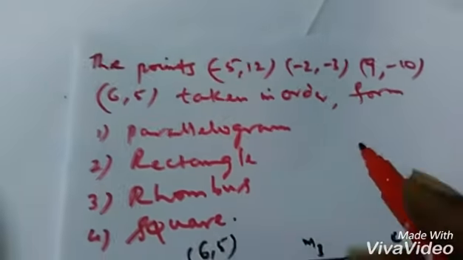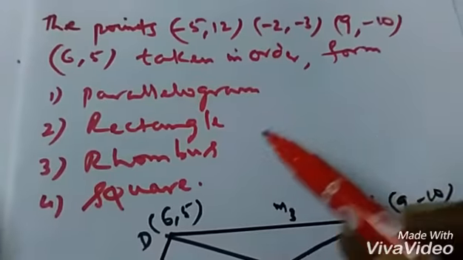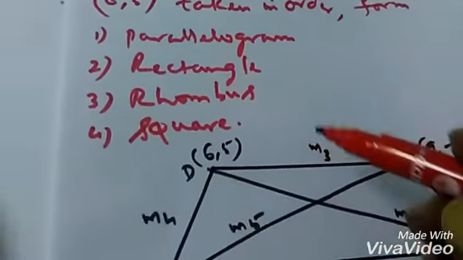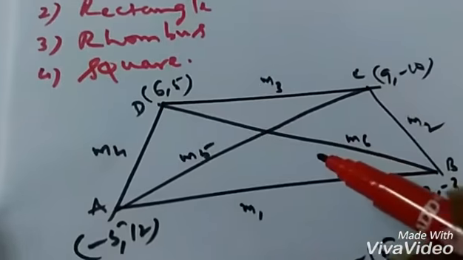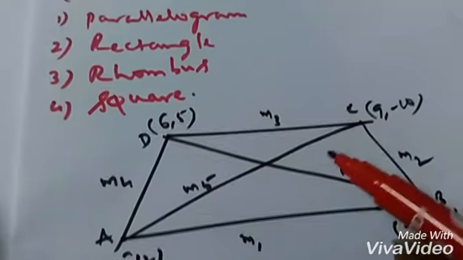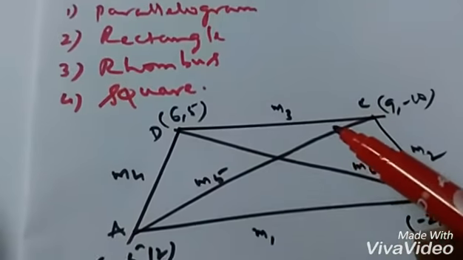The points (-5, 12), (-2, -3), (9, -10), (6, 5) taken in order form either a parallelogram, rectangle, rhombus or square. We have to find out. So I'll show you a very easy and shortcut method to find this. We should all know all the properties of parallelogram, rectangle, rhombus and square very well.